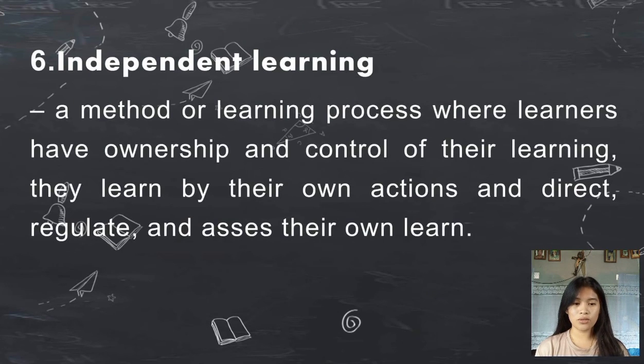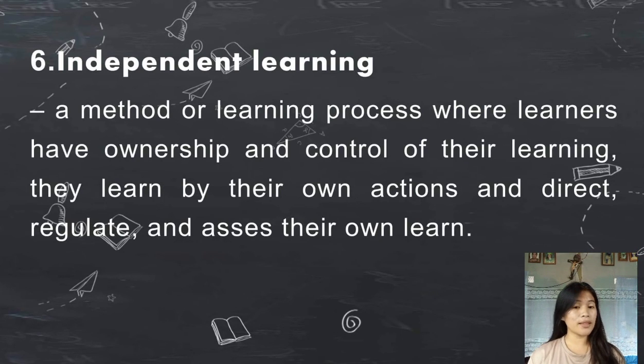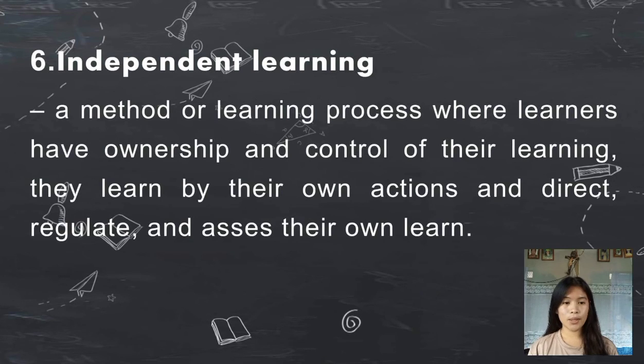So the last strategy for including arts in the curriculum is independent learning. Independent learning is a method or learning process where learners have ownership and control of their learning. They learn by their own actions and direct, regulate, and assess their own learning. Independent learners take responsibility for their own learning. These are students who can take initiative and make good decisions without needing help from teachers.